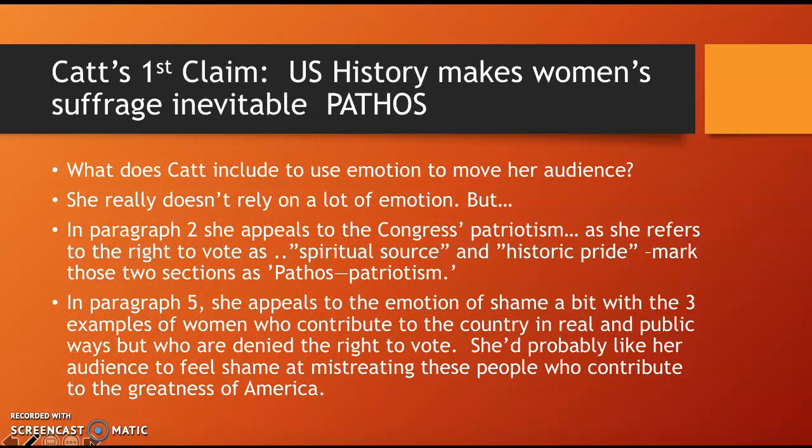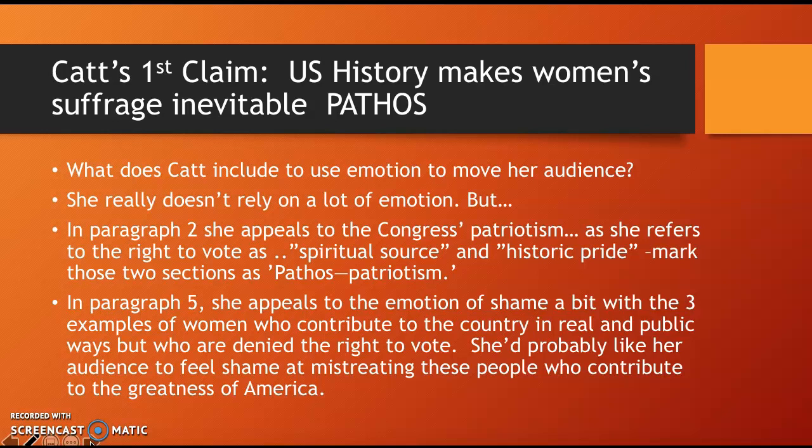Finally, we're going to look at how she uses pathos in this claim. What does she include to use emotion to move her audience? She doesn't rely on a lot of emotion, but she does in paragraph 2 appeal to our sense of patriotism, that feeling of pride in our country. She uses these two phrases, spiritual source and historic pride. Mark those two sections as pathos now. Pause me if you need to do so.